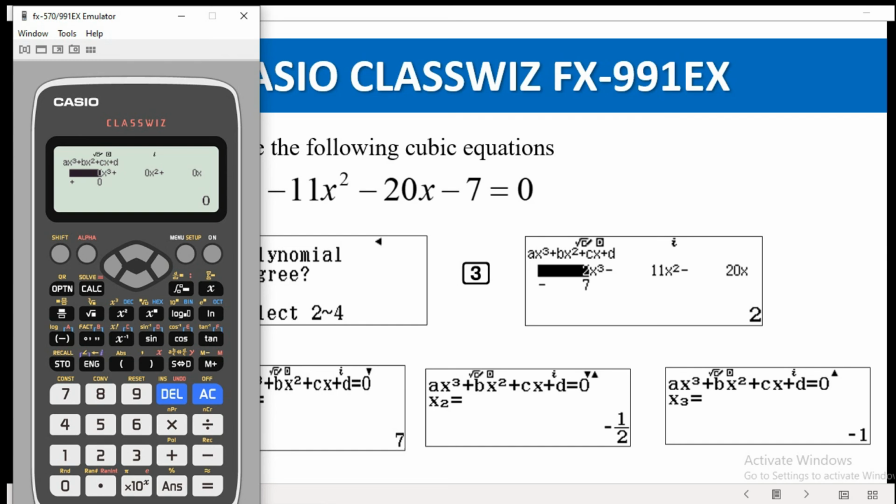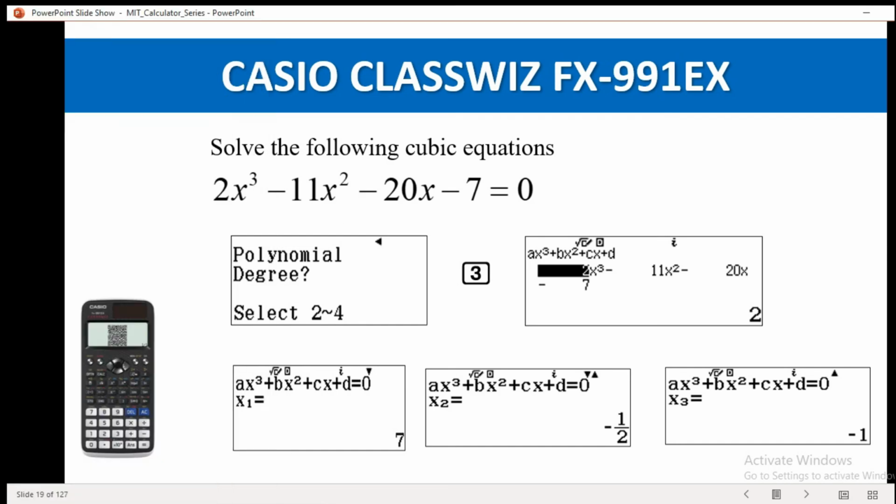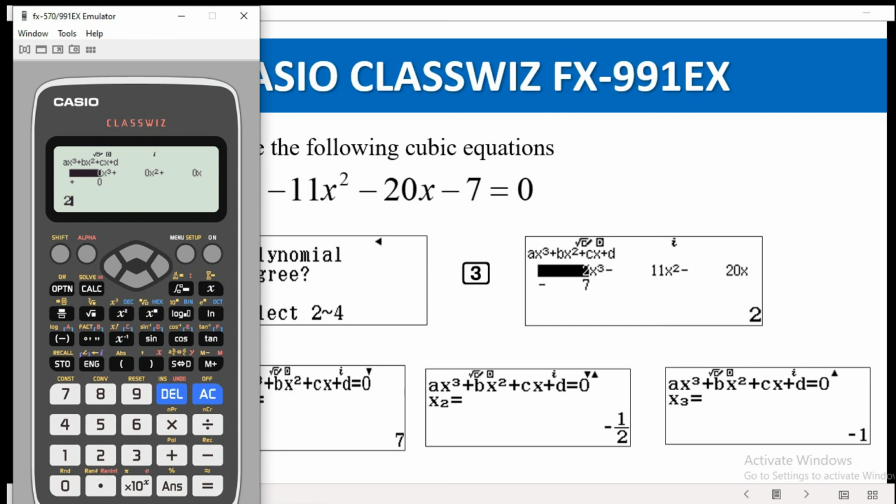So the coefficient value of the cubic term is 2. So press 2 and then the equals button. Then the coefficient value of the square term is minus 11. Press minus 11 and then the equals button. And then the coefficient value of the x term is minus 20. And the last constant value is minus 7.